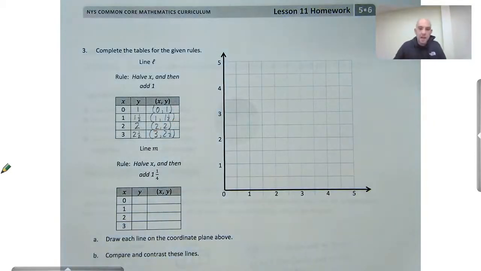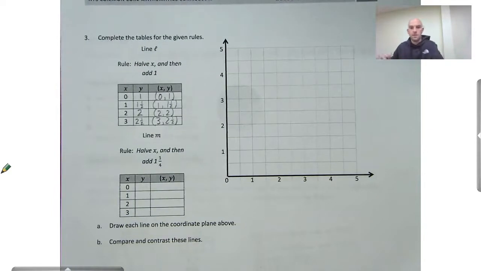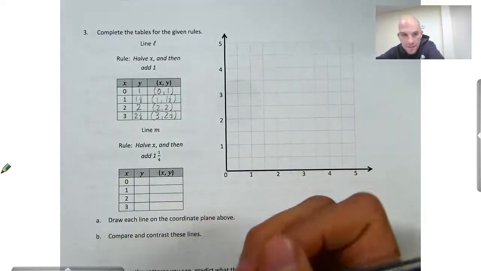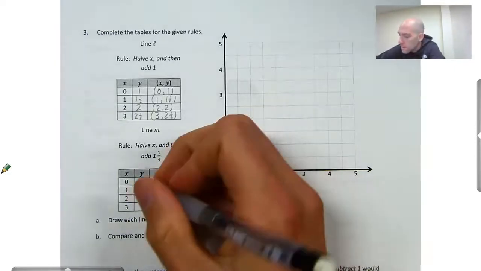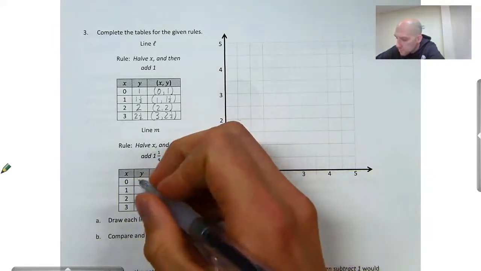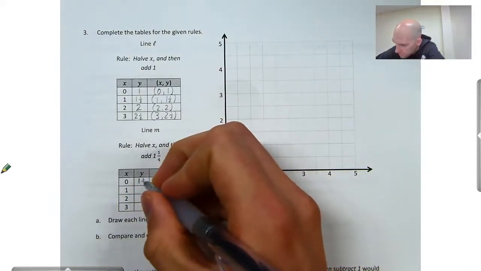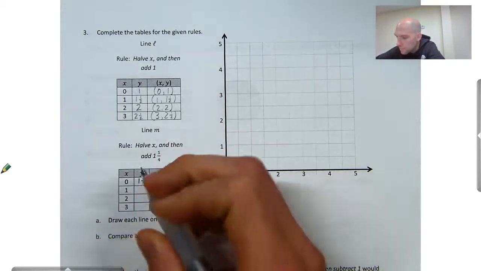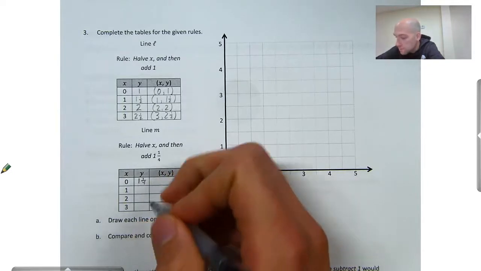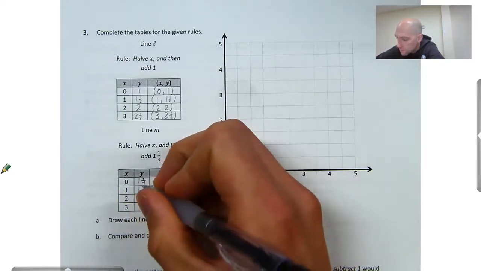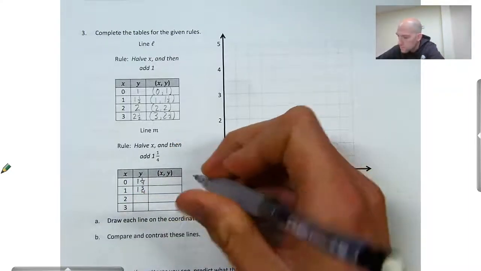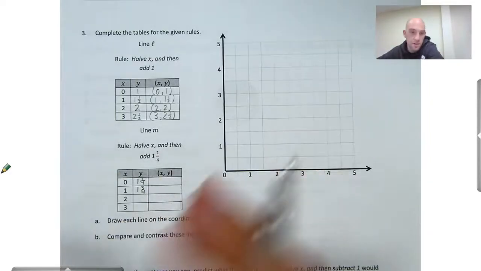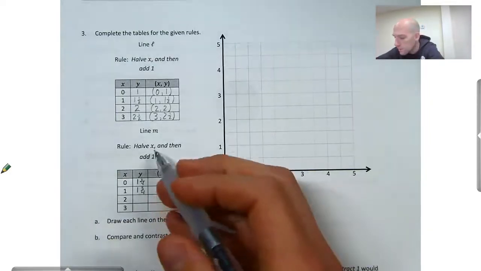Then we have line M. And line M is asking us to have x and then add 1 1/4. So we have 0, cut in half is 0, plus 1 1/4 is 1 1/4. Half of 1 is 1/2, plus 1 1/4 is 1 3/4. Because we have 1/2 is 2/4 plus another fourth gives us 3/4. That's the whole number 1.